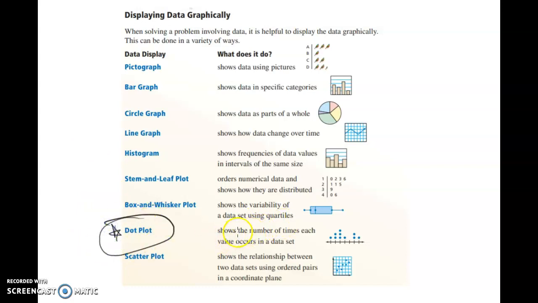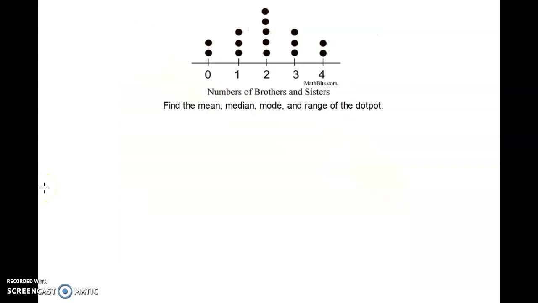So a dot plot shows the number of times each value occurs in a data set. Here's the dot plot. Okay, so what we're going to talk about is how we can find the mean, median, mode, and range of dot plots. So that's what we're focusing on today. So we're going to do an example. Okay, so here we have a dot plot, and this dot plot is telling us the number of brothers and sisters that some amount of people have.